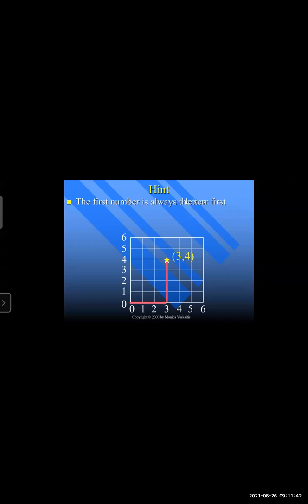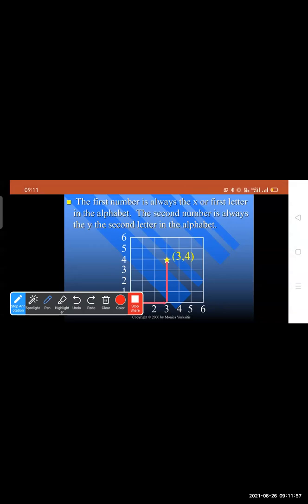The first number is always the x, or the first letter in the alphabet. In this point, the first one is 3. So in the coordinates, the first alphabet or first number is always the x point, and the second number is always the y point. It may be a number or an alphabet. So the first one is the x and the second one is the y.